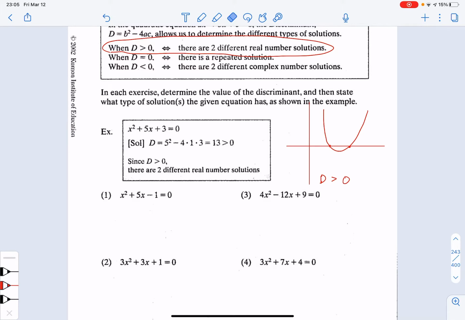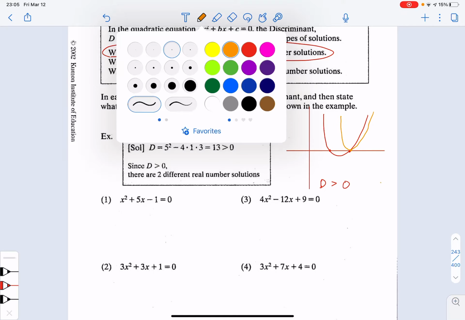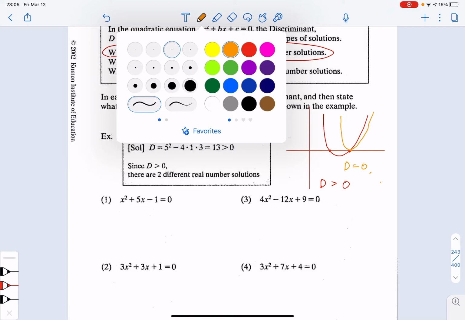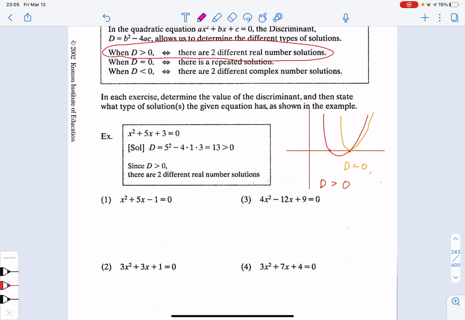And let's draw another graph. Similar graph, it's also a quadratic function, it's also a curve, a parabola. However, in this case, we only have one intersection right here. So what does that mean? That means that D is equal to 0. And last but not least, let's draw another graph. In this case, you see that there's no intersection with the x-axis. So that's why D is smaller than 0.